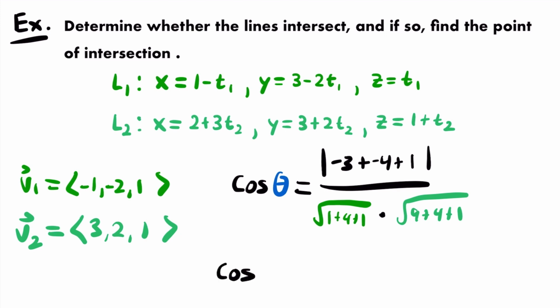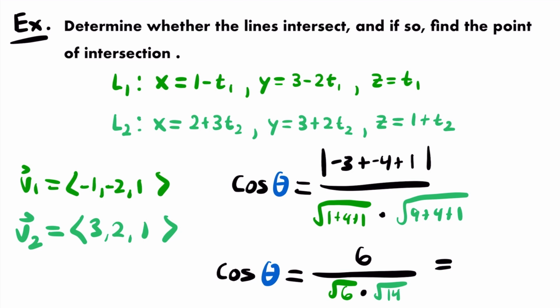So we have cosine of theta is equal, and then in the denominator of that expression, we have the square root of 6 multiplied by the square root of 14. And then in the numerator, we have -3 plus -4, that's -7, plus 1 will be -6, but the absolute value of -6 will be +6. And so now, if we solve for theta by using the inverse cosine function on both sides of the equation, that will give us that theta is equal to 49.11 degrees. And I did round that off to 2 decimal places.